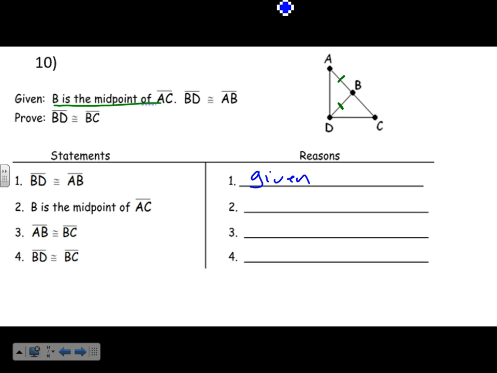Then it says B is the midpoint of AC. Well, this one, again, how do we know that? Well, that's given to us as well. So this one, the first 2 steps are given. That's fine, that happens. So I know that AB is congruent to BC. So AB and BC are congruent. How do we know that? Because that's what the midpoint means. So I would say the definition of midpoint: the definition of midpoint is that the point cuts that exactly in half.